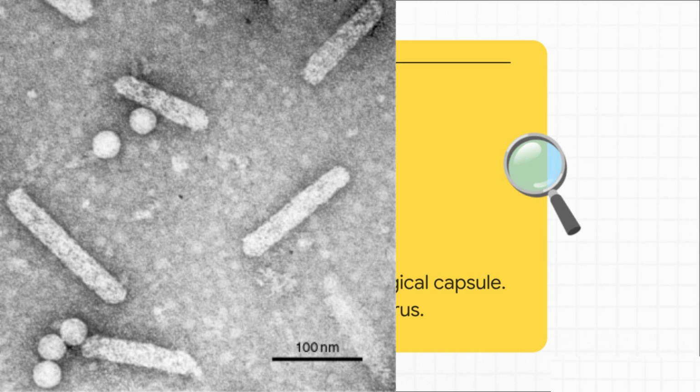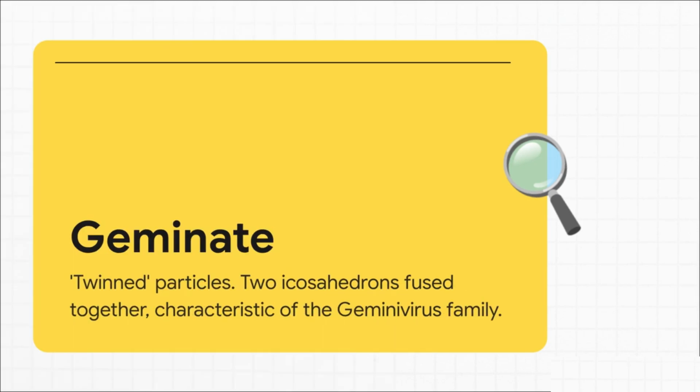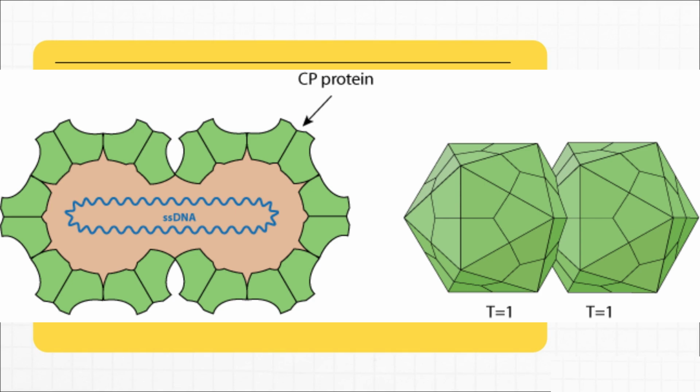What you get looks almost exactly like a little medicine capsule, and you see this design in viruses like the banana streak virus. Now this one's wild. Geminate basically means twinned. These viruses are literally 2 of those T equals 1 icosahedrons, but they're incomplete, and they've been fused together. It's a totally unique solution that creates this unmistakable 2-headed particle.